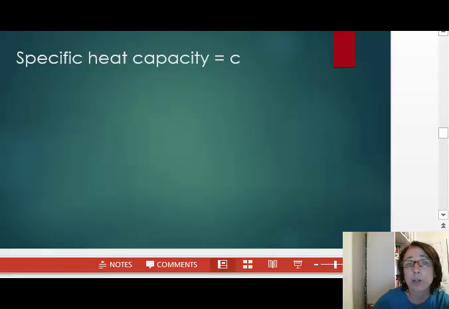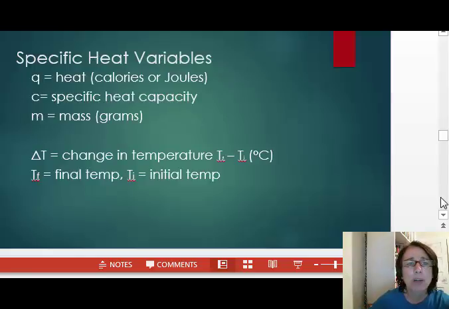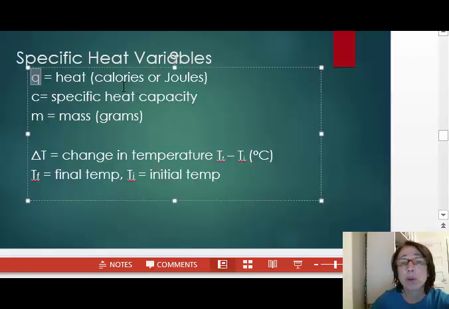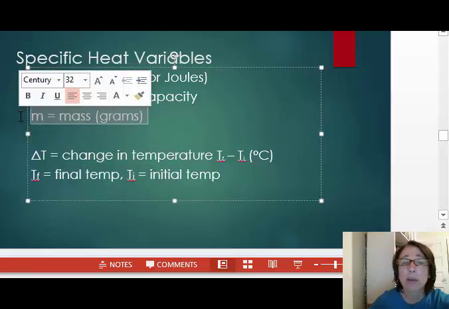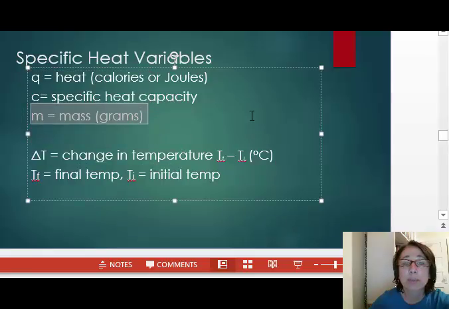There is no standard symbol for specific heat capacity, and I will use the lowercase letter c. We're about to look at some mathematical formulas, but first I want to identify the symbols for the variables used. Lowercase q stands for heat with units of calories or joules. Lowercase c is what I use to symbolize specific heat capacity. Lowercase m stands for the mass in units of grams.